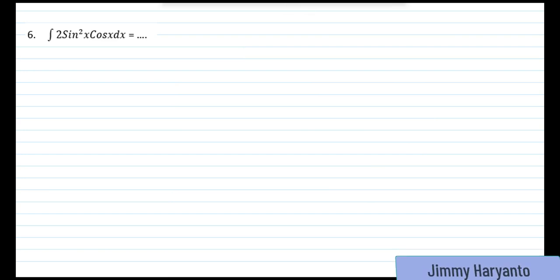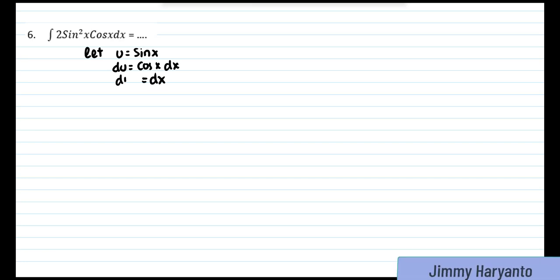Okay, so for this one we will use let, because we cannot multiply it. That means we have to use let. So I will let u equal sine x, and then du will become cos x dx, differentiation. This one will be dx equals du over cos x.